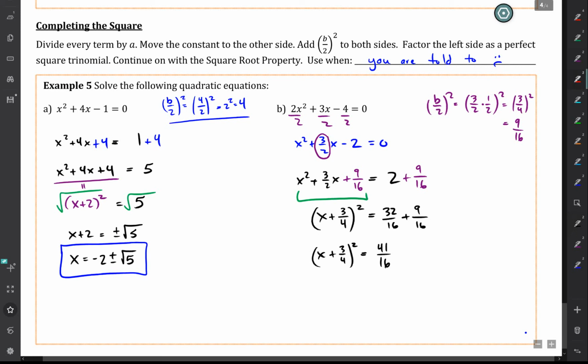And now you're going to take the square root of both sides, and we'll get that x plus 3/4 equals plus or minus the square root of 41 over 16. And so the final answer will be x is equal to negative 3/4 plus or minus the square root of 41 over 16.